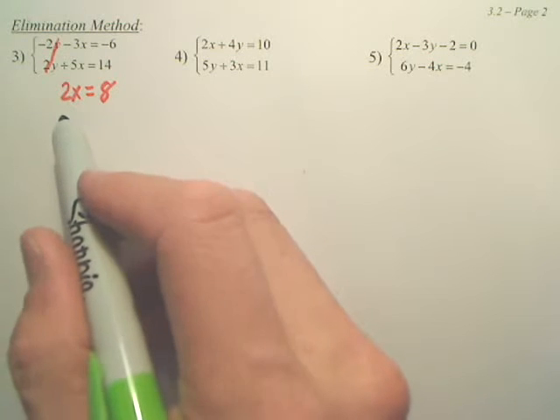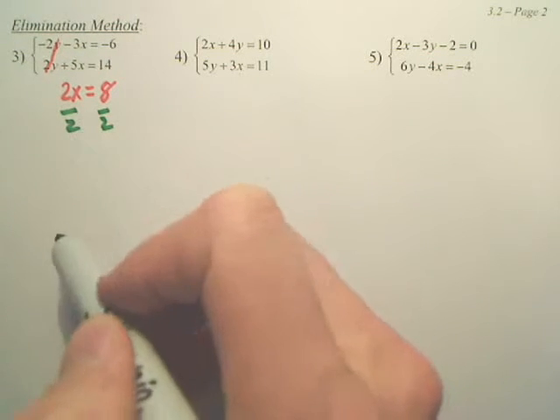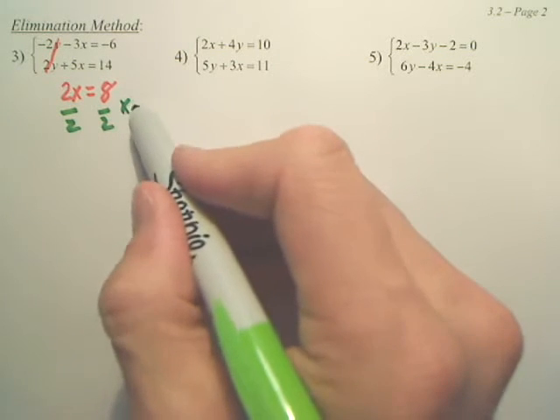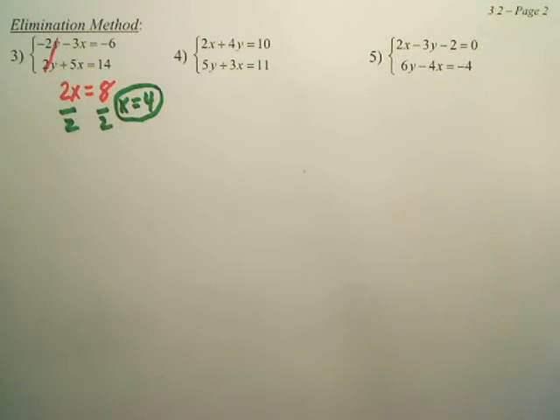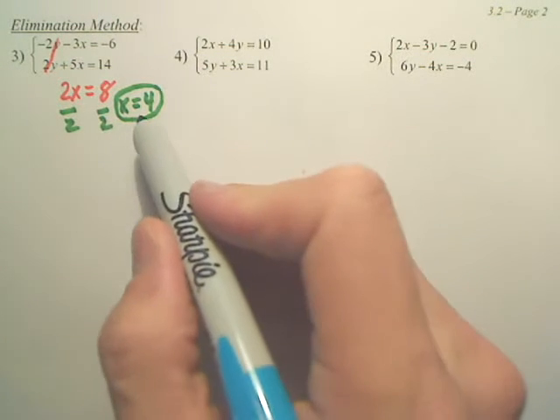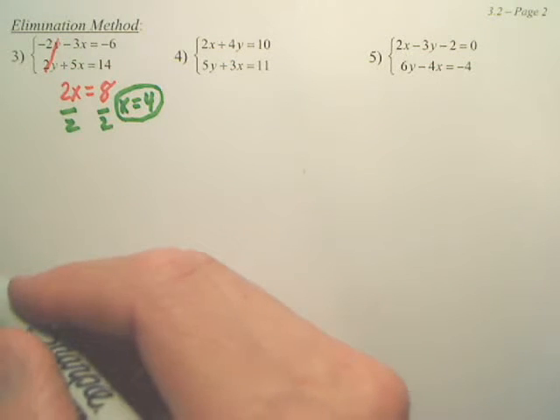Now, to finish this off, we have to divide by 2, and we get x equals 4. You got a pretty quick, easy answer. Now, we're only halfway there, and people sometimes stop there. Don't stop. We need to take this 4 and plug it into the first or second equation. It doesn't really matter which one.